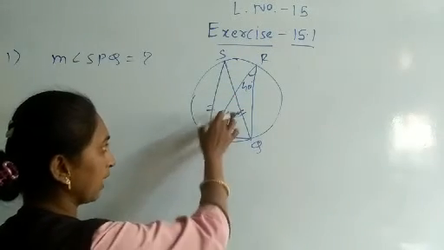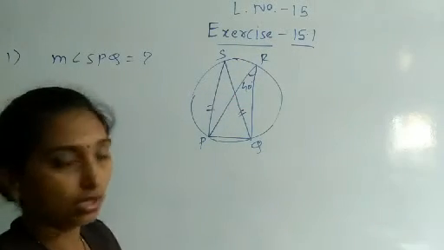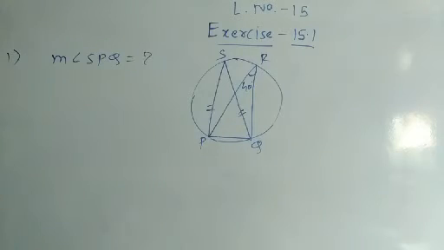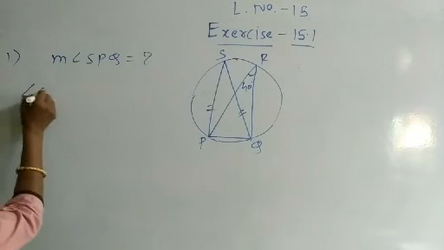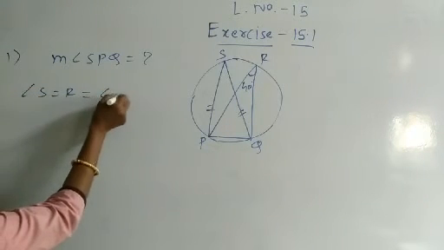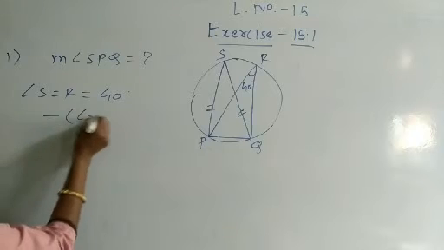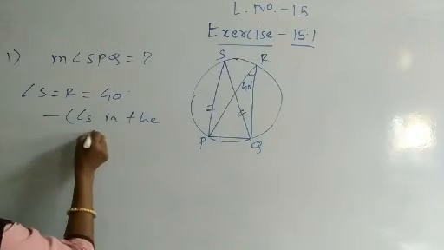Because this chord divides the circular region into two segments, angle S is equal to angle R is equal to 40 degrees. Why? Because of angles in the same segment.